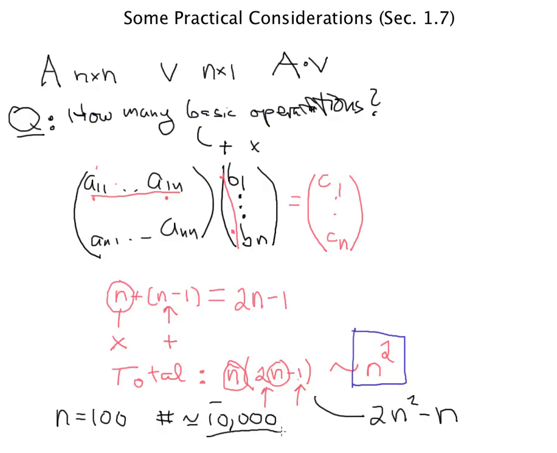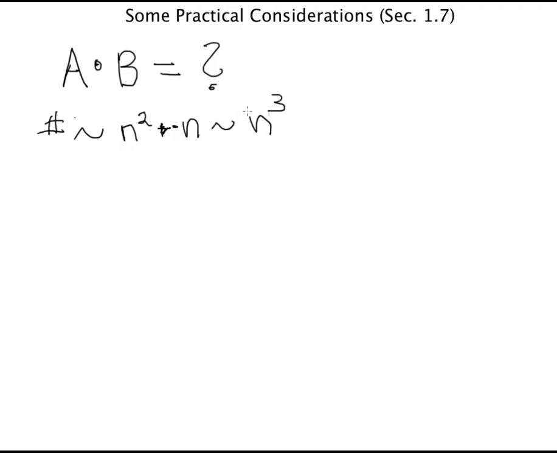So this is n squared. All right, well, let's bump this up just a little bit. What if I asked you to multiply two n by n matrices? How many operations does that take? A times B. The number of operations is approximately, well, to get the first column, you needed approximately n squared, and you need to do that for each column, so I'll just write that as n squared times n, which is approximately n cubed.